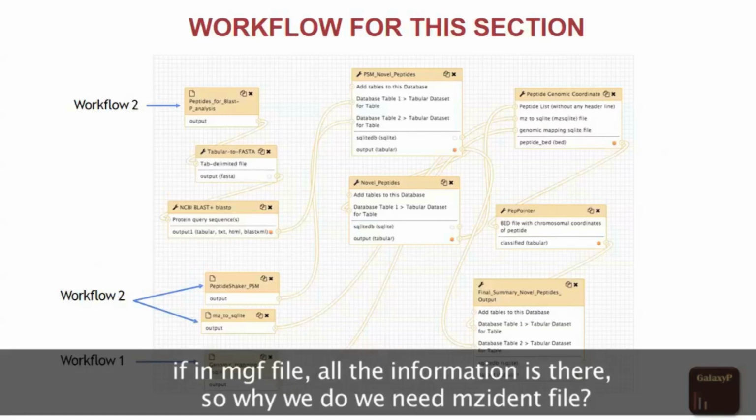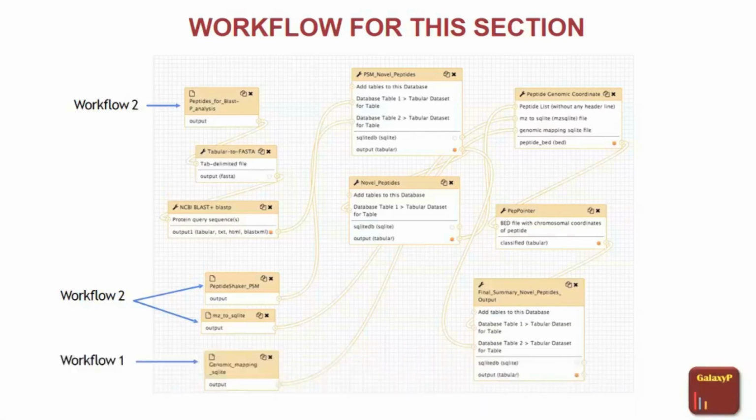So why do we need an mzIdentML file? The MGF file is just your peak list. It doesn't have any peptide annotations, while the mzIdentML file has that and has a lot more information.